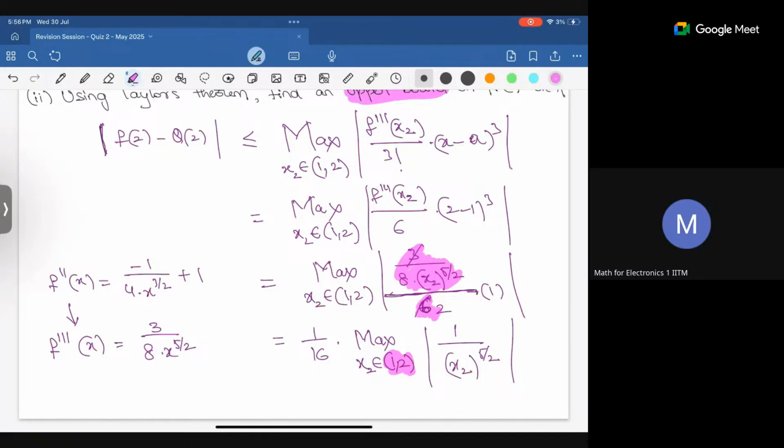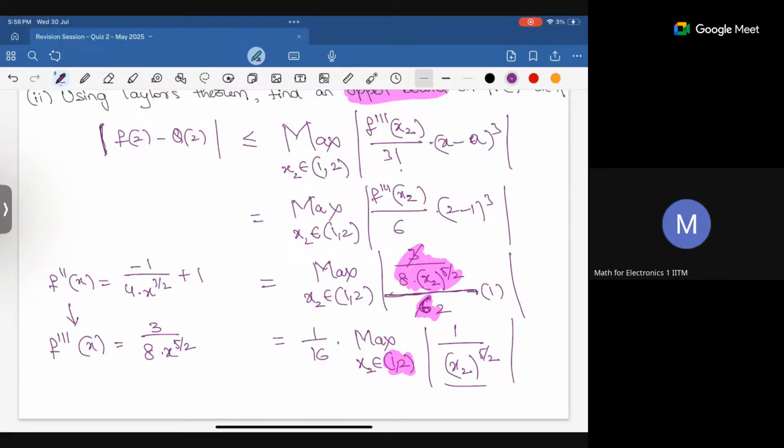Okay, so it will cancel out. And 8 comes to the denominator. 8 times 2 will become 1 by 16. That will go out. And then if you see here, again we have reached the same kind of expression where our x2 is in between 1 to 2 and the expression is 1 by x2 whole power 5 by 2. Here also you can clearly see that the maximum value will be attained at 1.